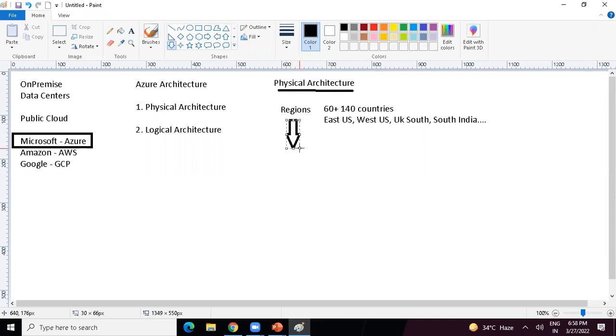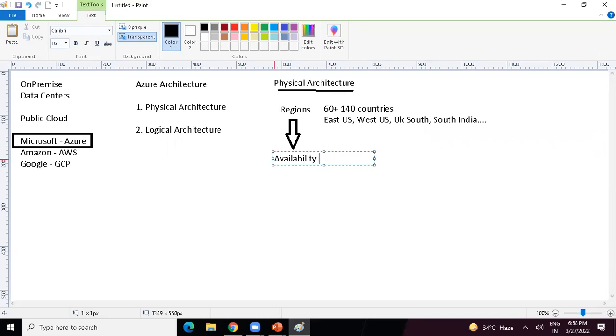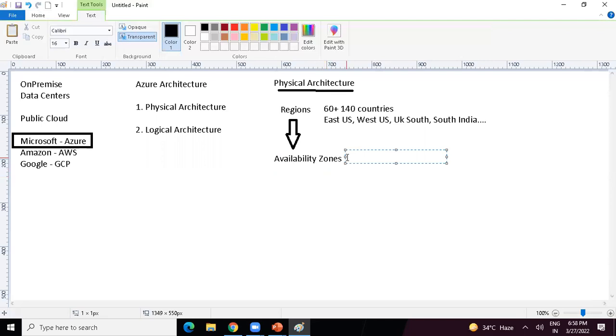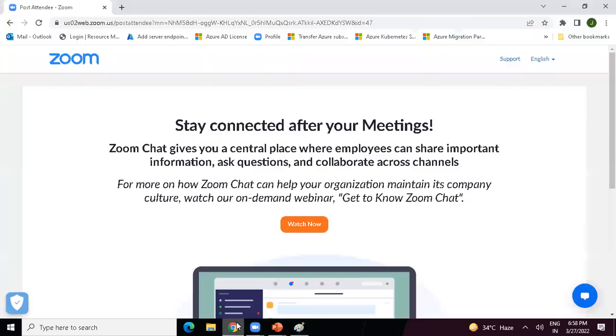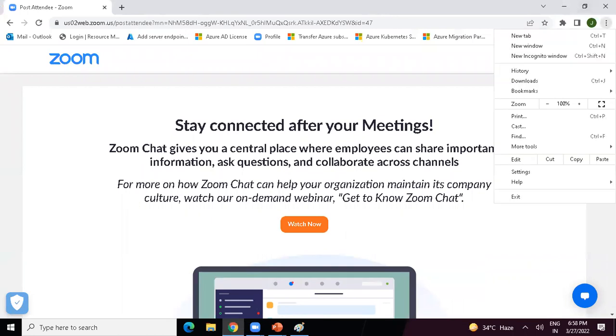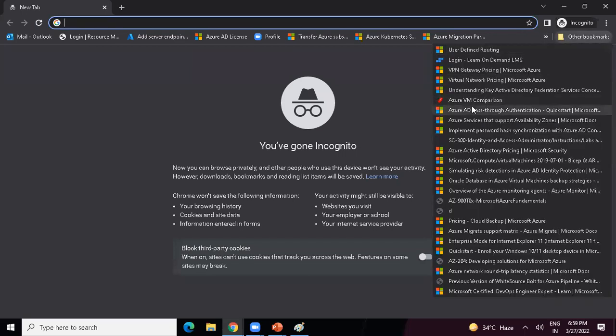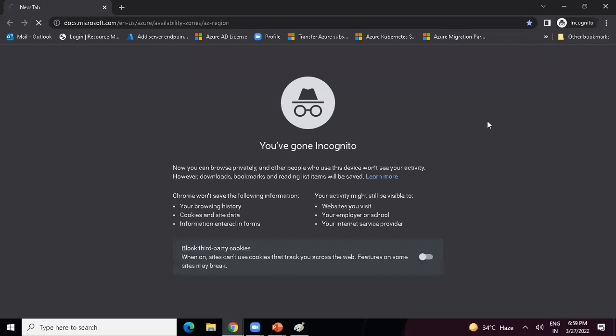After regions in Azure, there is something called availability zones. We just need to remember 3 points for the availability zone. Point number 1, out of 60 plus regions, all the regions do not contain availability zones. Approximately around 20 regions contain availability zones.